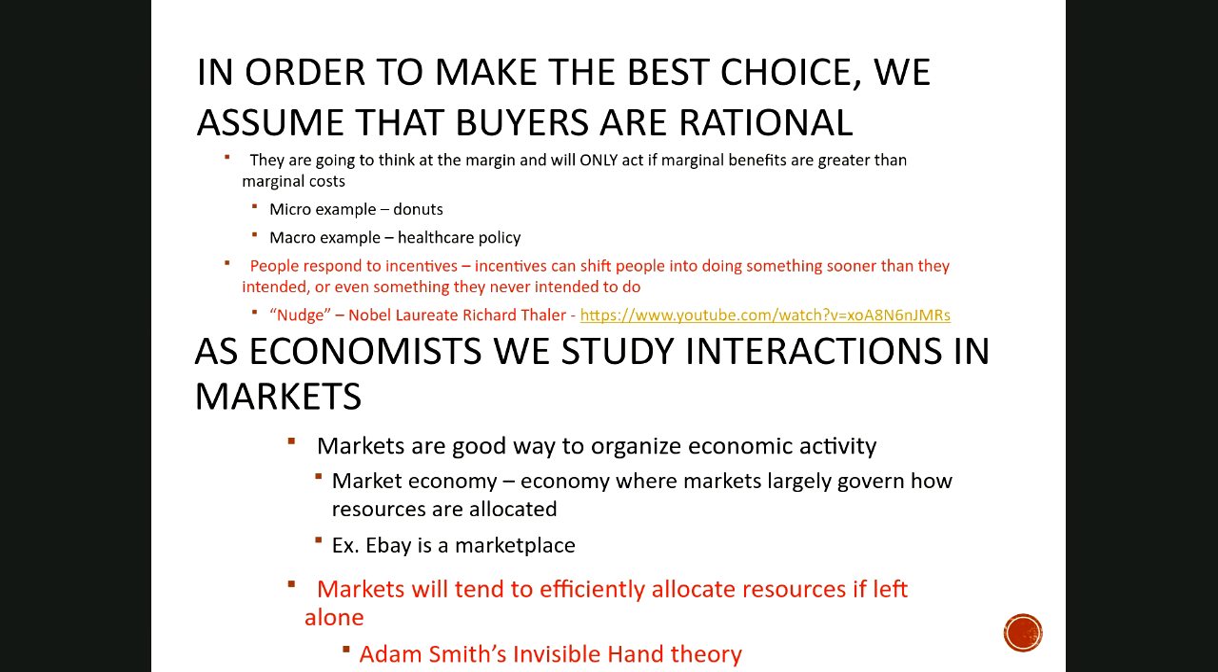Markets will tend to efficiently allocate resources if left alone. This is Adam Smith's invisible hand theory, and it's a fascinating conclusion that people individually making these decisions tend to better determine the value of things in the real world as opposed to trying to state their value.